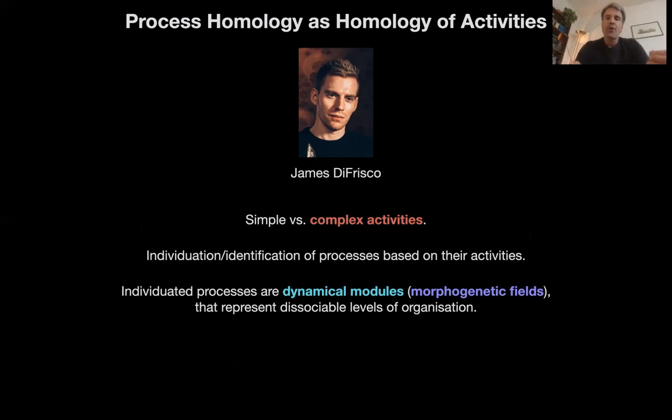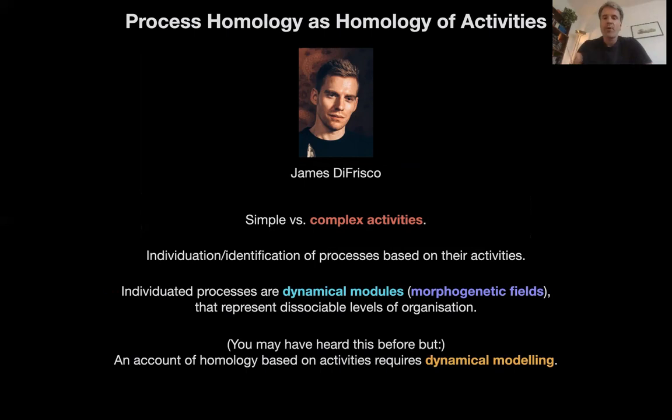And those represent dissociable levels of organization. I'm going to give you an example in a second. You may have heard this before, but the last point we make in the paper is that an account of homology of activities requires dynamical modeling, because you need those dynamical models to characterize these individuated processes and the type of activity they're performing. That is done through dynamic mechanistic explanation. Okay, so an example: vertebrate somitogenesis, a beautiful process.